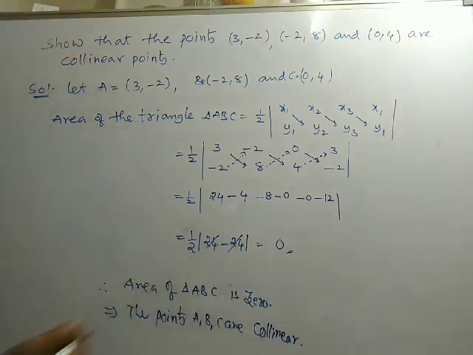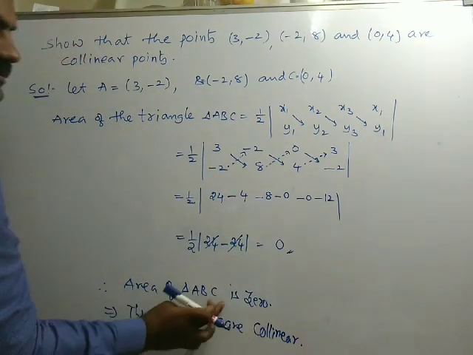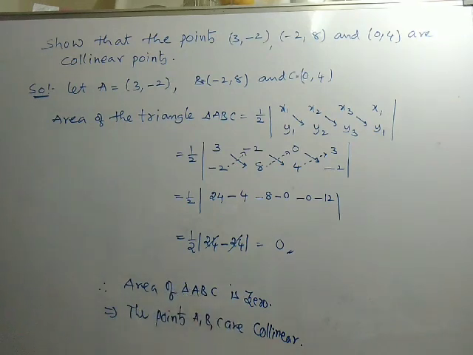So just now we discussed that if the area of a triangle is zero, then no doubt the points are collinear points. Hence here the given points A, B, C are collinear.